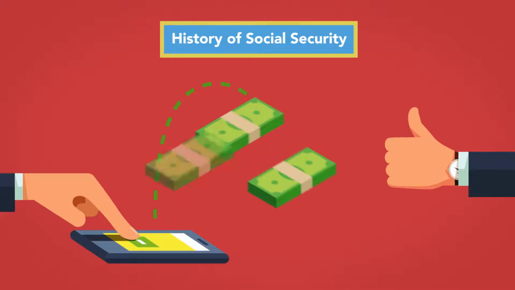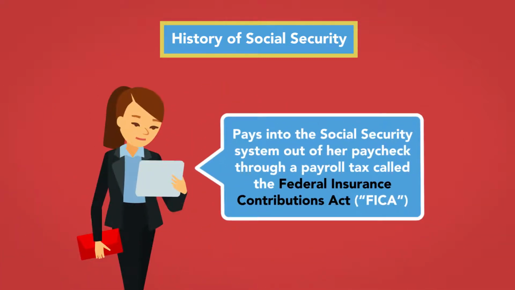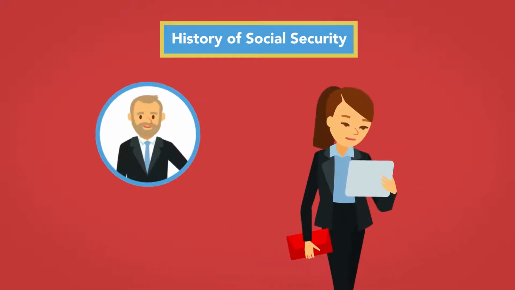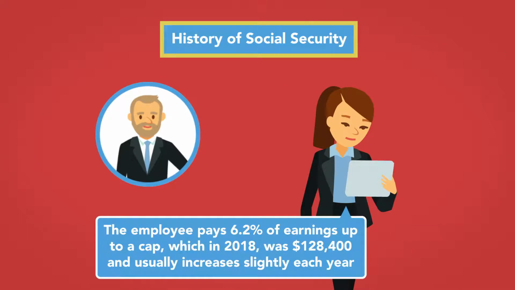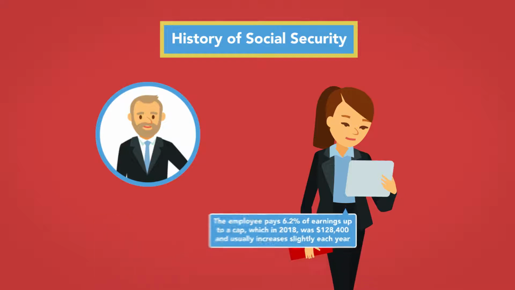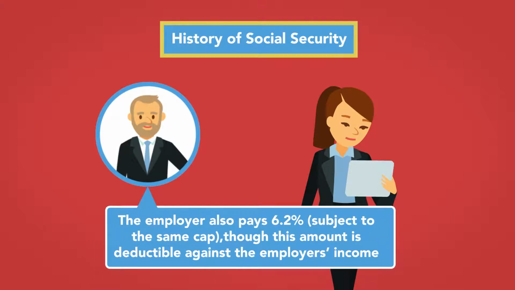Social Security is a pay-as-you-go system. A wage earner pays into the Social Security system out of her paycheck through a payroll tax called the Federal Insurance Contributions Act, which is commonly abbreviated as FICA. The tax applies to both the employer and the employee. The employee pays 6.2% of earnings up to a cap, which in 2018 was $128,400, and usually increases slightly each year. The employer also pays 6.2% subject to the same cap, though this amount is deductible against the employer's income.